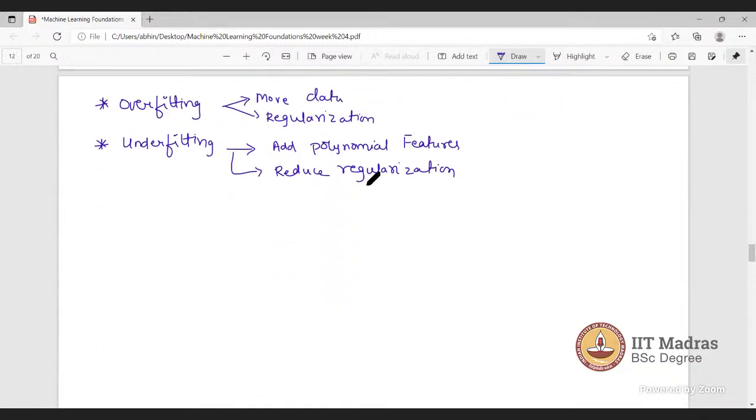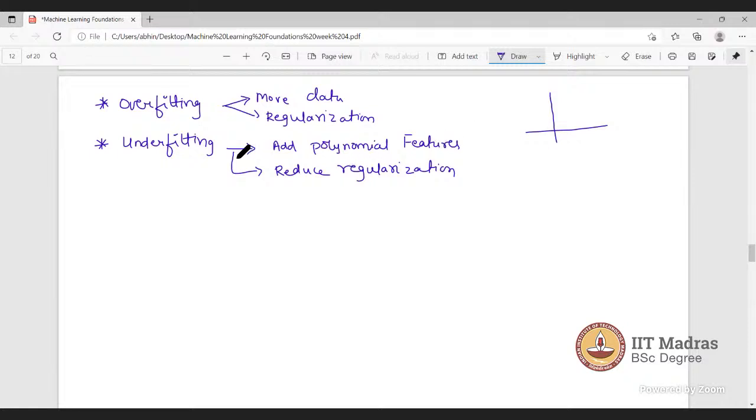Next important thing covered in week 1 is overfitting and underfitting. Overfitting happens when our model is trying to cover all the points in the given training set. It behaves very well on the training set, but when unseen data comes, the loss is very high. Such a case is called overfitting. To reduce overfitting, there are two methods: we can use more data, and we can use regularization.